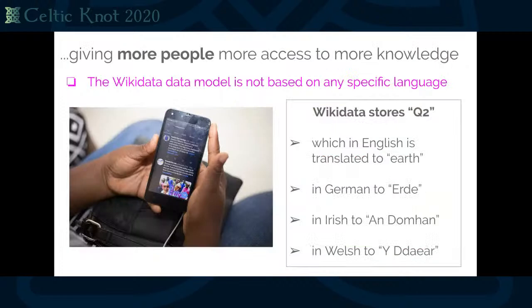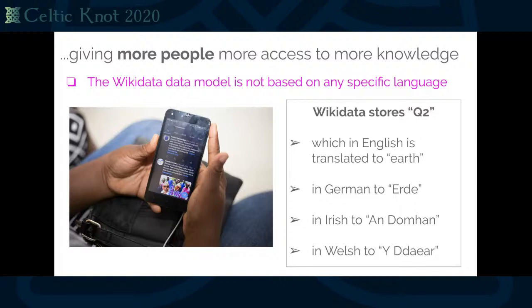Wikidata has a vision, and that vision is to give more people more access to more knowledge. Wikidata gives people access to information regardless of the language that they speak, and this is what embodies the vision of Wikidata. Because Wikidata is multilingual, it expects translations of so-called Q numbers into different languages.